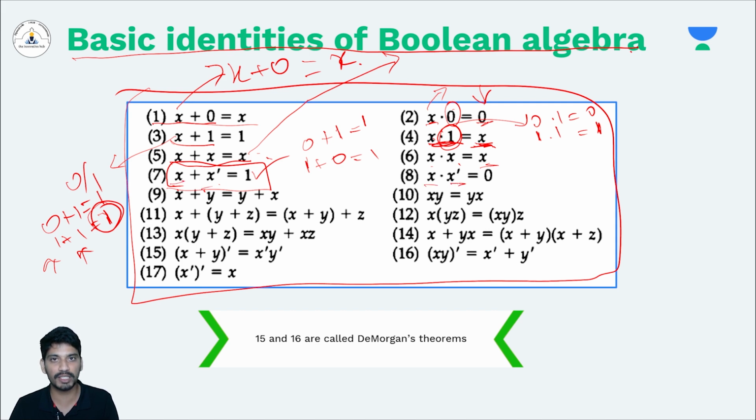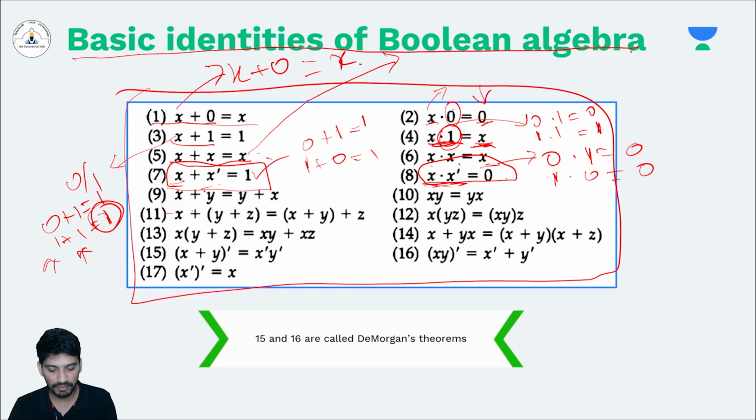Similarly, x into x bar will always give you 0. You apply the same logic. If x is equal to 0, then x bar will be 1, so obviously the output is 0. If x is equal to 1, then x bar is equal to 0, so obviously your output is 0. So no matter what the value of x is, your output will always be 0 for this kind of expression.